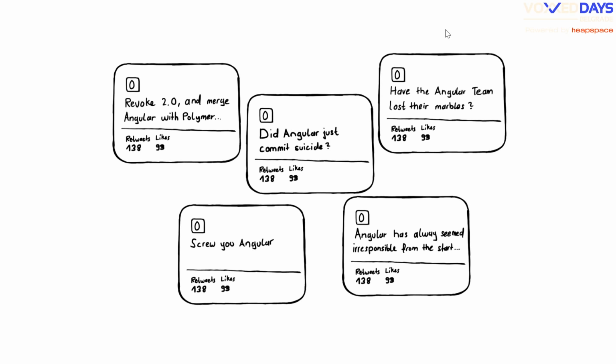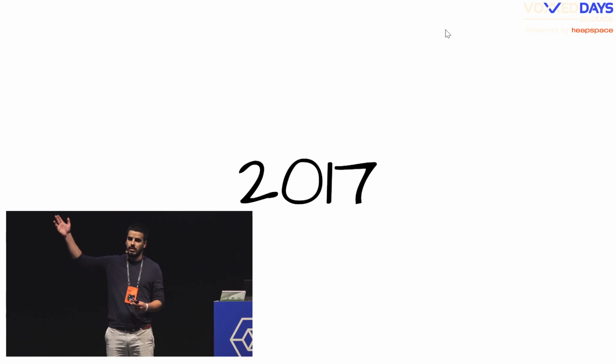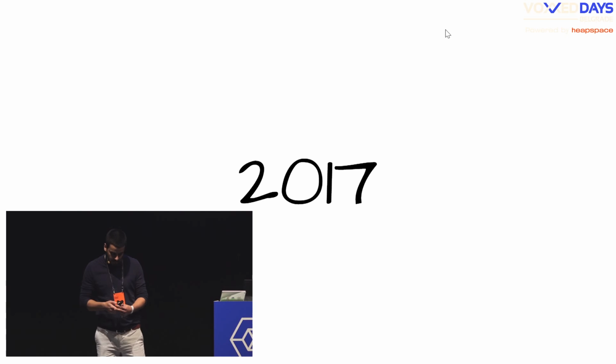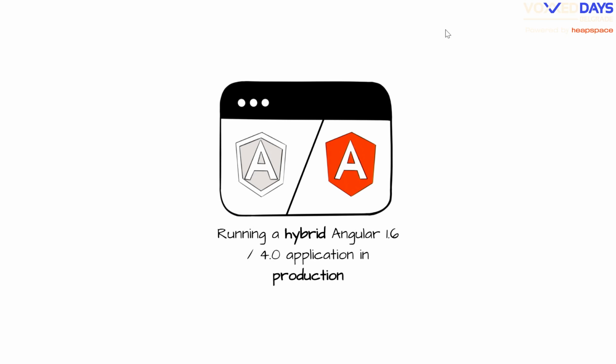Now let's jump into our time machine, come back to 2017. Yeah, thanks. So first, let's check the state that we have in 2017. Could you please raise your hand if you're using Angular in your day-to-day work? What about AngularJS? Anybody? And is anybody running a hybrid application actually in production? Cool. Yeah. So that's exactly the state that we now have. So we have a running hybrid application, Angular 1.6 and Angular 4, that's running in production at the moment.